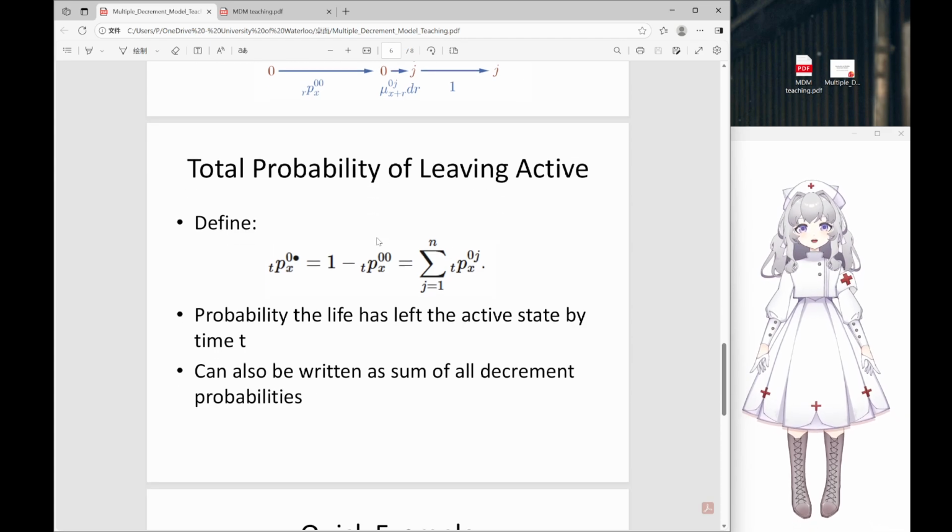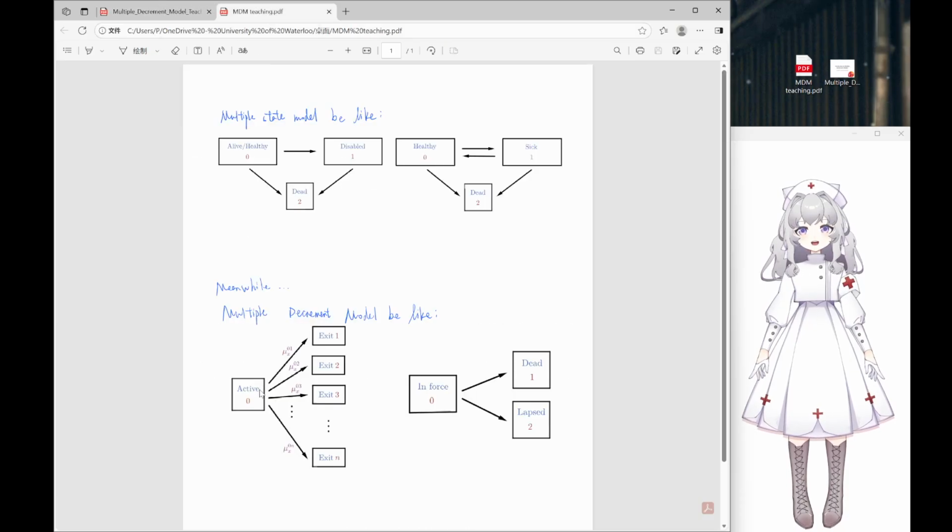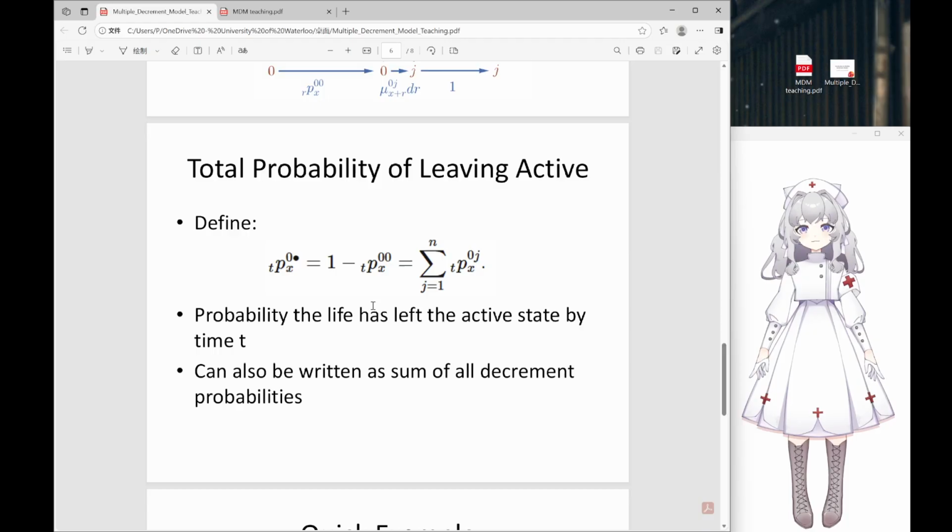Then we have our last formula, the total probability of leaving active. Here we define tpx^{0•}, which means the summation of all the probabilities by which we leave here. Like we added the probability of leaving from here to here, here to here, here to here, all together from 0 to j.